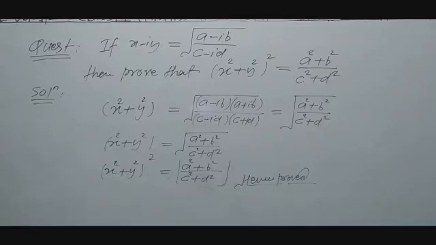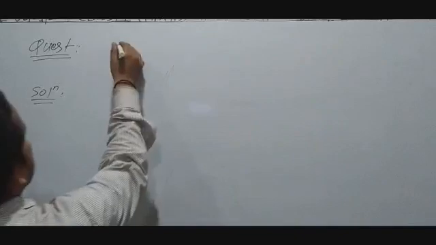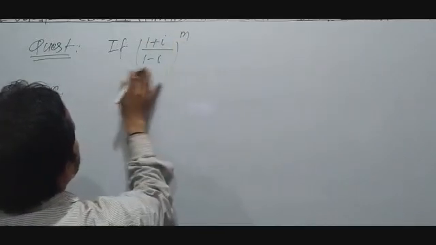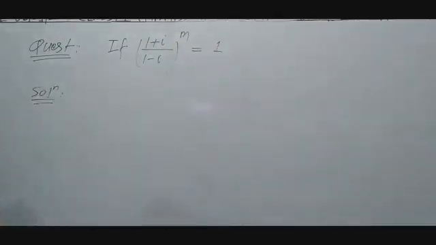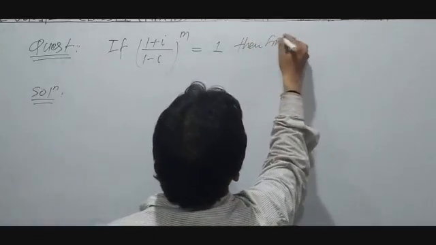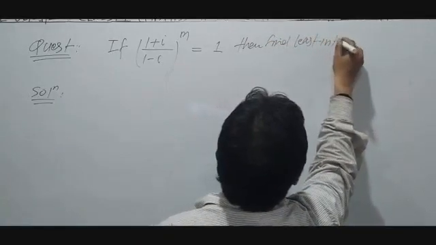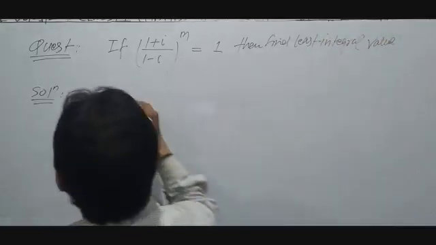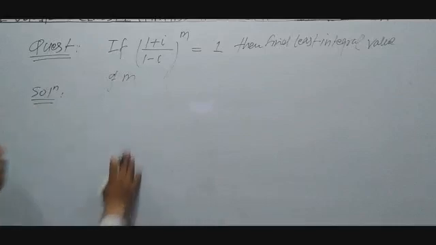Now come to the next question. The next question is: if (1 plus i) whole upon (1 minus i) to the power m is equal to 1, then find the least integral value of m.